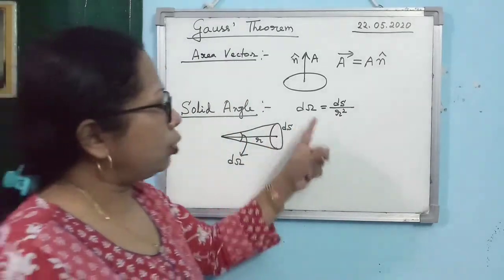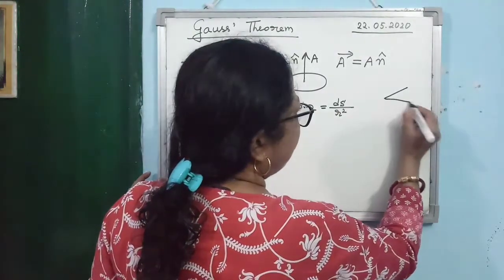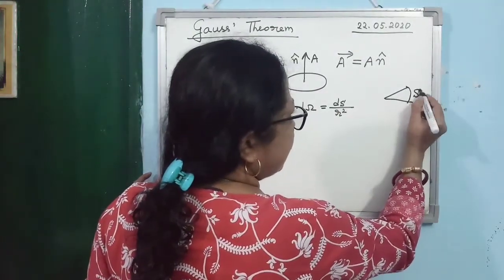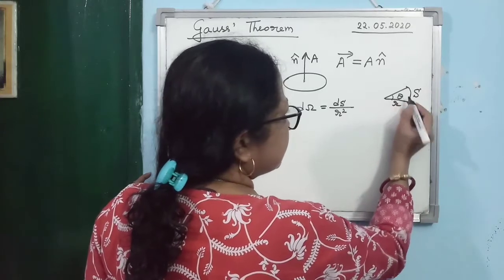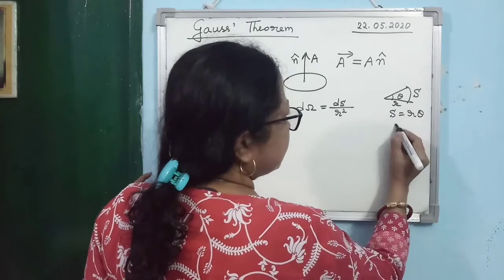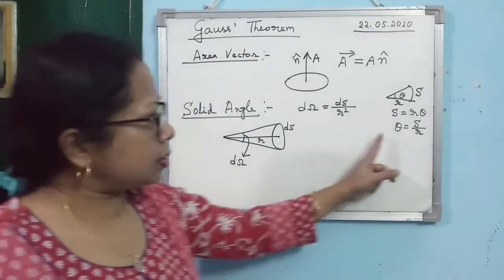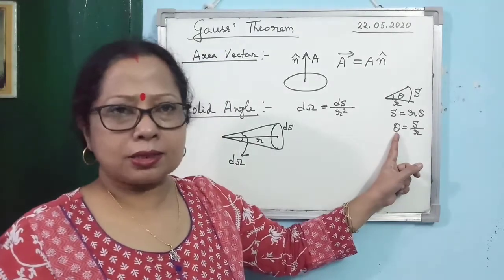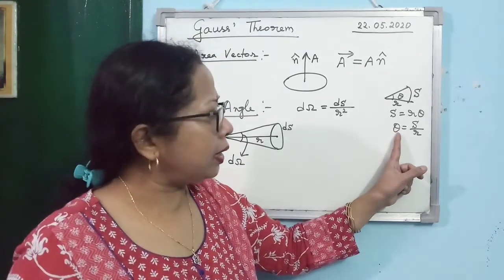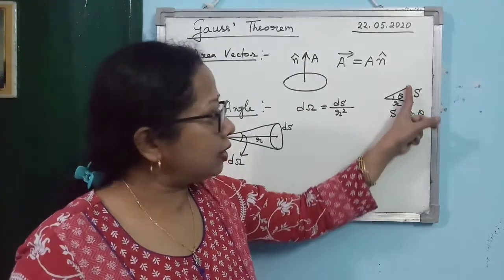Now compare it with the plane angle. How do you write the plane angle? If this is s, this is r, and this is theta, then you know that s is equal to r theta, so theta is equal to s by r. Angle is dimensionless. When considering the plane angle, it comes as s by r, where s is the length of the arc.